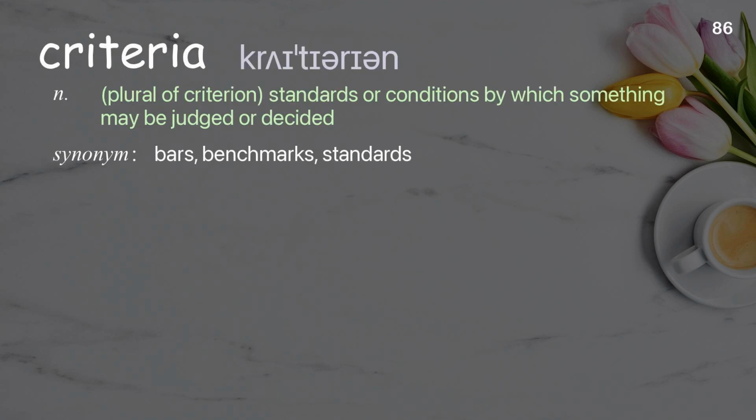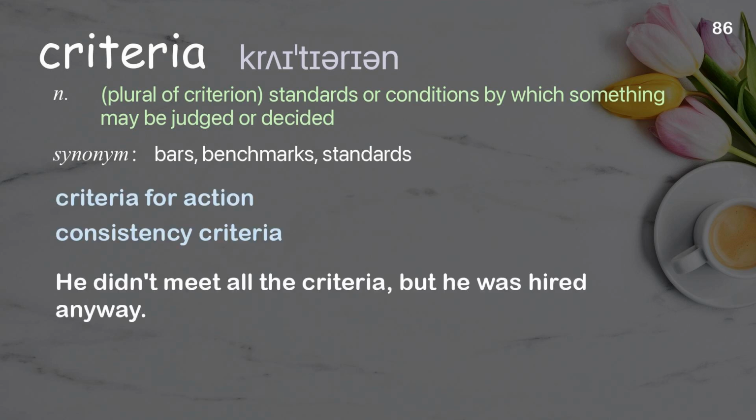Criteria: plural of criterion, standards or conditions by which something may be judged or decided. Examples: criteria for action, consistency criteria. He didn't meet all the criteria, but he was hired anyway.